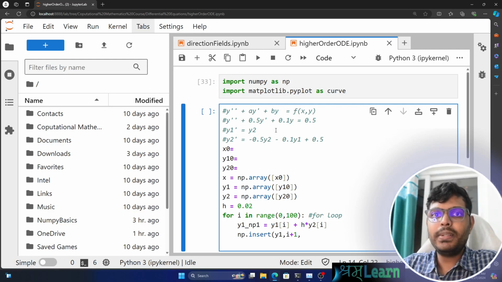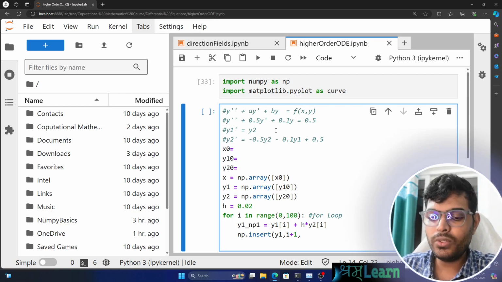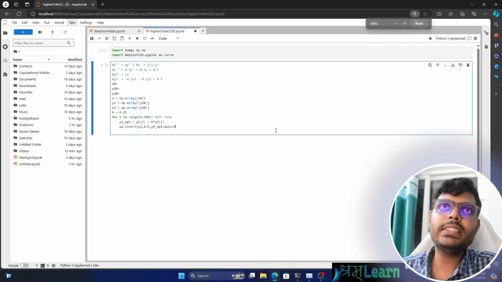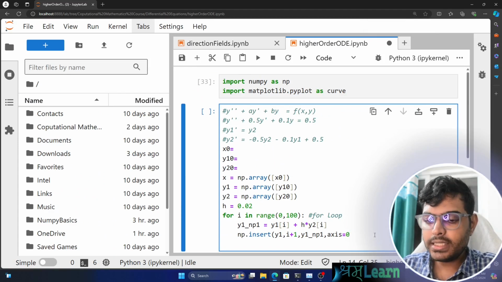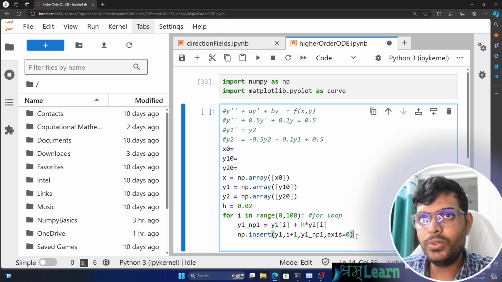We know the 0th instant, okay, that is the initial condition, and x naught, let's suppose x naught is 0, so we know the 0th instant, and we will insert the first instant into the array, so that is the logic behind it. What is the value? y1 underscore np1, right? And optional axis is equal to 0. What does this mean? This means that we want to insert everything on a single row, okay?